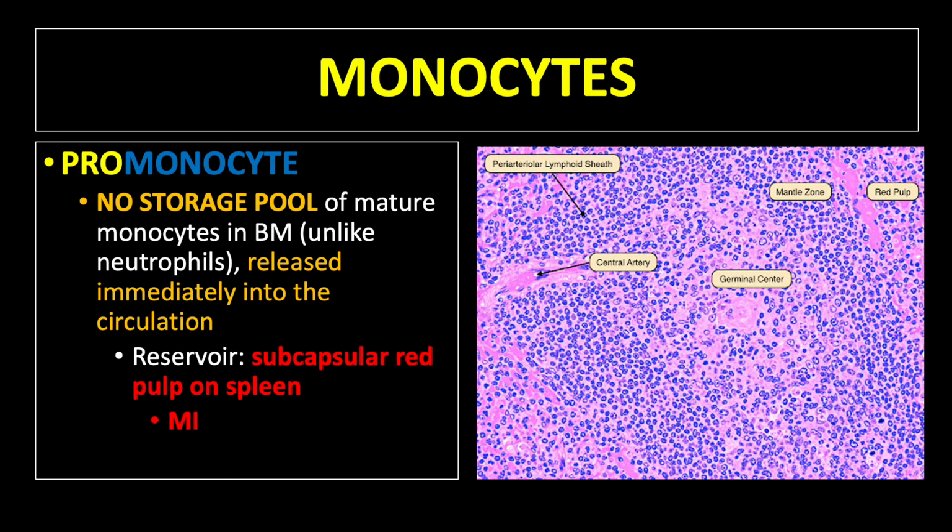Also take note that the promonocyte has no storage pool of mature monocytes in the bone marrow, unlike the neutrophils, which have a storage pool in the bone marrow. So when the monocytes are produced, they are immediately released into the circulation. Recent studies have shown that the monocyte has a reservoir in the subcapsular red pulp of the spleen, and it usually responds to myocardial infarction or any disease.